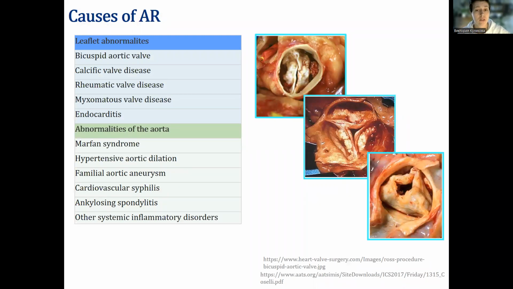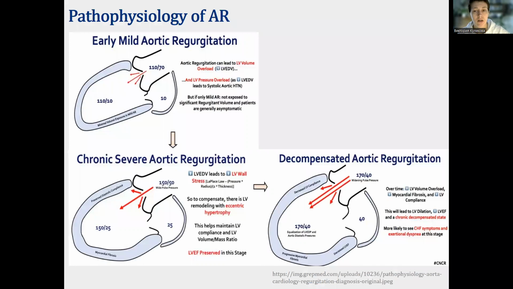As in aortic stenosis, the most common causes are bicuspid aortic valve, rheumatic valve disease, and calcific valve disease. We also mention abnormalities of the aorta that lead to aortic annular enlargement. So what happens in heart hemodynamics? Mild aortic regurgitation is not exposed to significant regurgitation, and patients are generally asymptomatic.